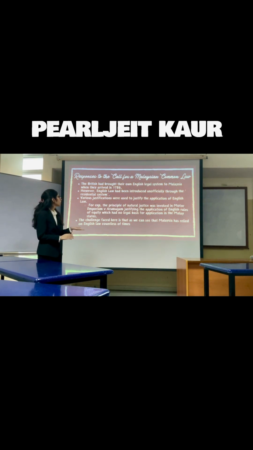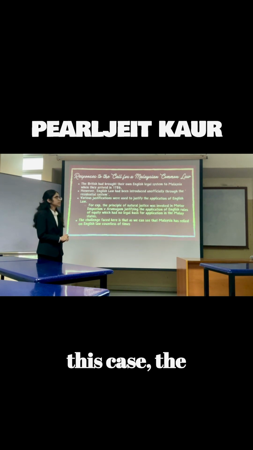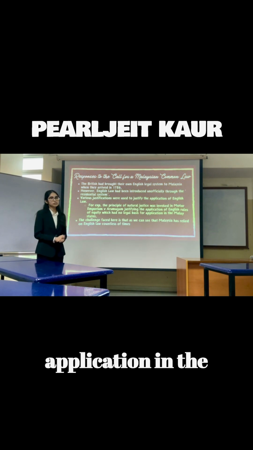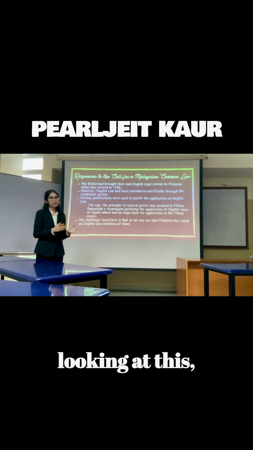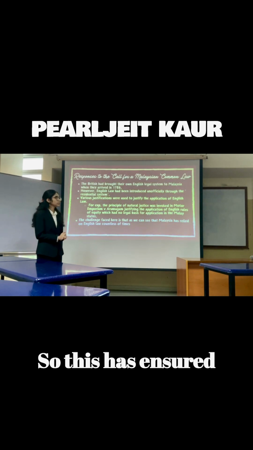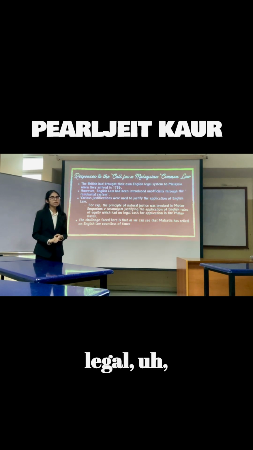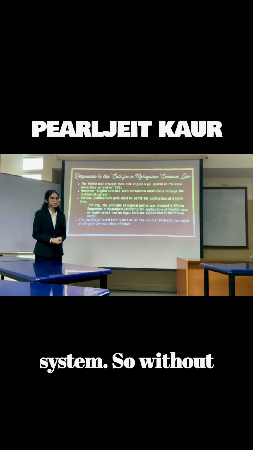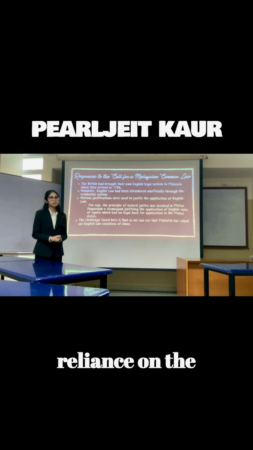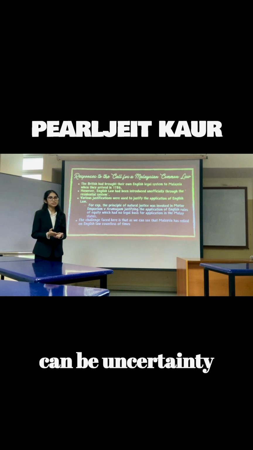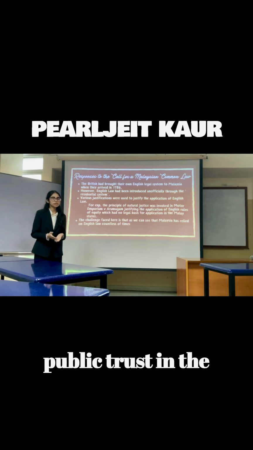You can use the case of Motor Emporium and Arumugam. In this case, the principle of natural justice was invoked, which justified the application of English rules of equity, which had no legal basis for application in the Malay states. By looking at this, we can say that one challenge is that Malaysia has relied on English law for centuries. This has ensured legal certainty, legal security, and also legal consistency and predictability in the legal system. Without the continued reliance on the current English common law system, there can be uncertainty in the system and it would also impact public trust in the judicial system.